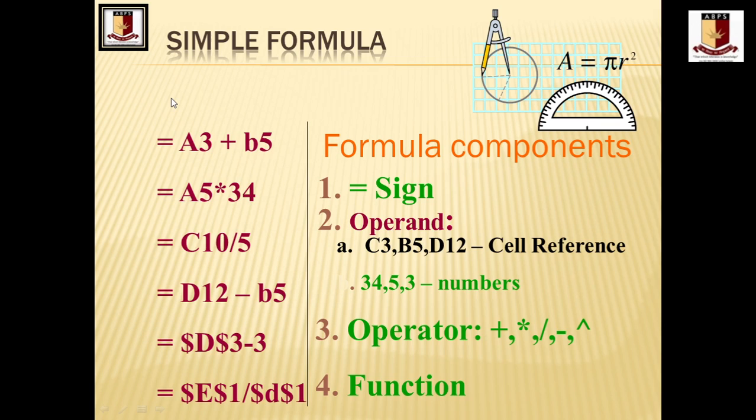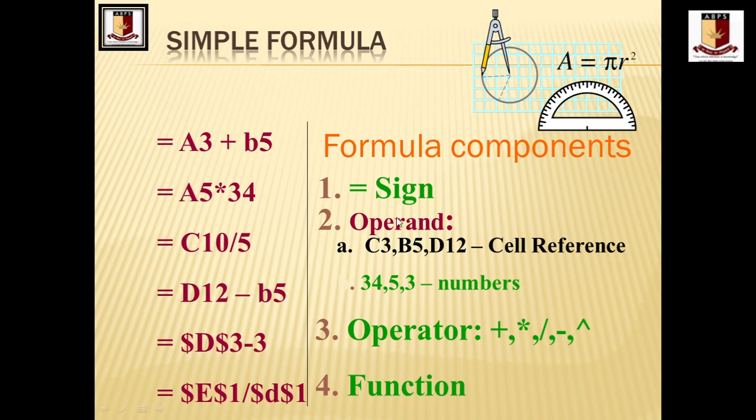Simple. A formula has four different components. First is the equal sign or symbol. That sign tells Excel that whatever comes afterward is a formula. So with the help of this sign, Excel knows whatever is coming afterward is a formula.